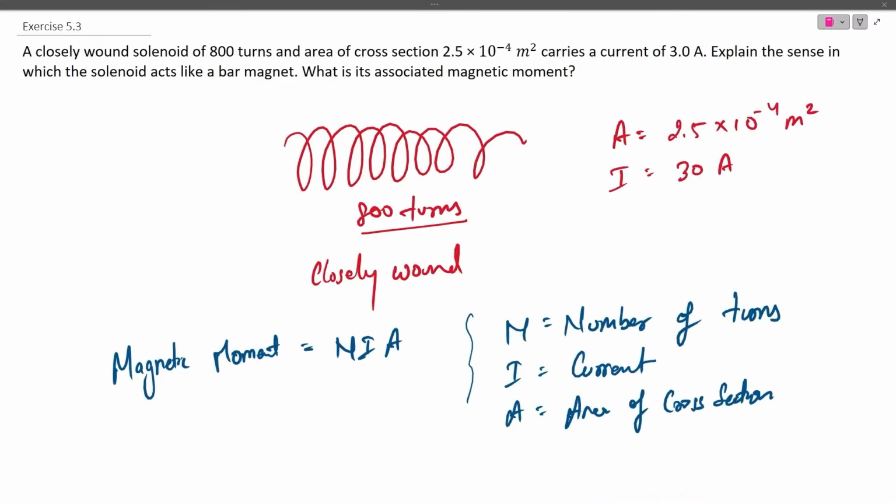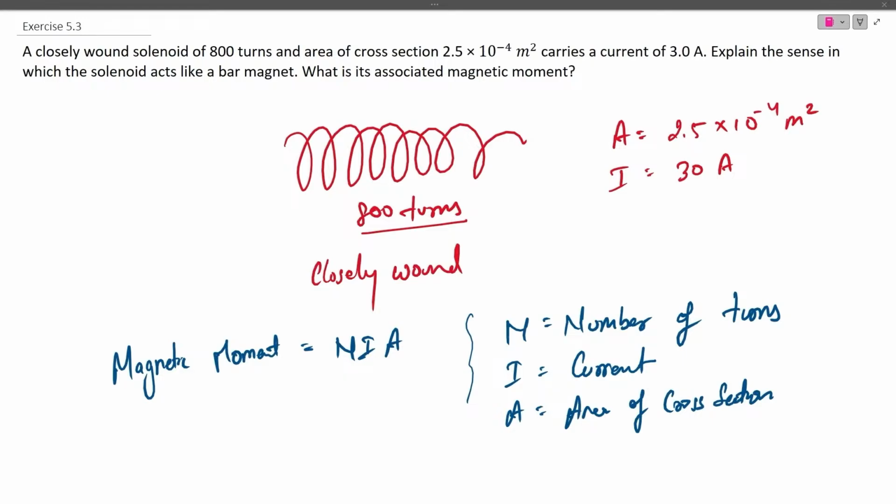The question says that a closely wound solenoid of 800 turns and area of cross section 2.5 × 10^-4 meter square carries a current of 3 ampere. Explain the sense in which the solenoid acts like a bar magnet. What is its associated magnetic field?